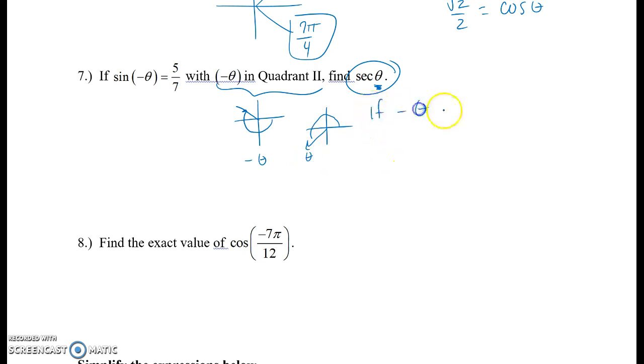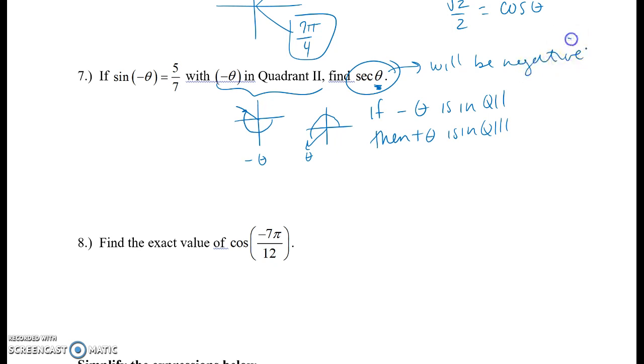So if negative theta is in quadrant 2, then positive theta is in quadrant 3. All right, so now that we know that we're in quadrant 3, we know that our secant answer will be negative. Okay, now let's come back over here to this fact that we have about our sine function.